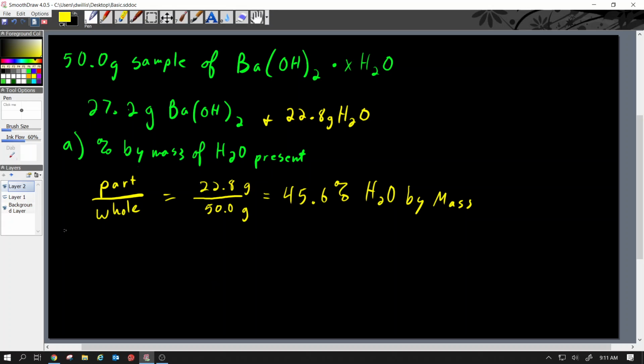Now part B. So I'll switch to a different color. What color did we decide worked well besides green and yellow? We decided that red did? Okay. I like that. And so part B says find the value of X in the hydrate.